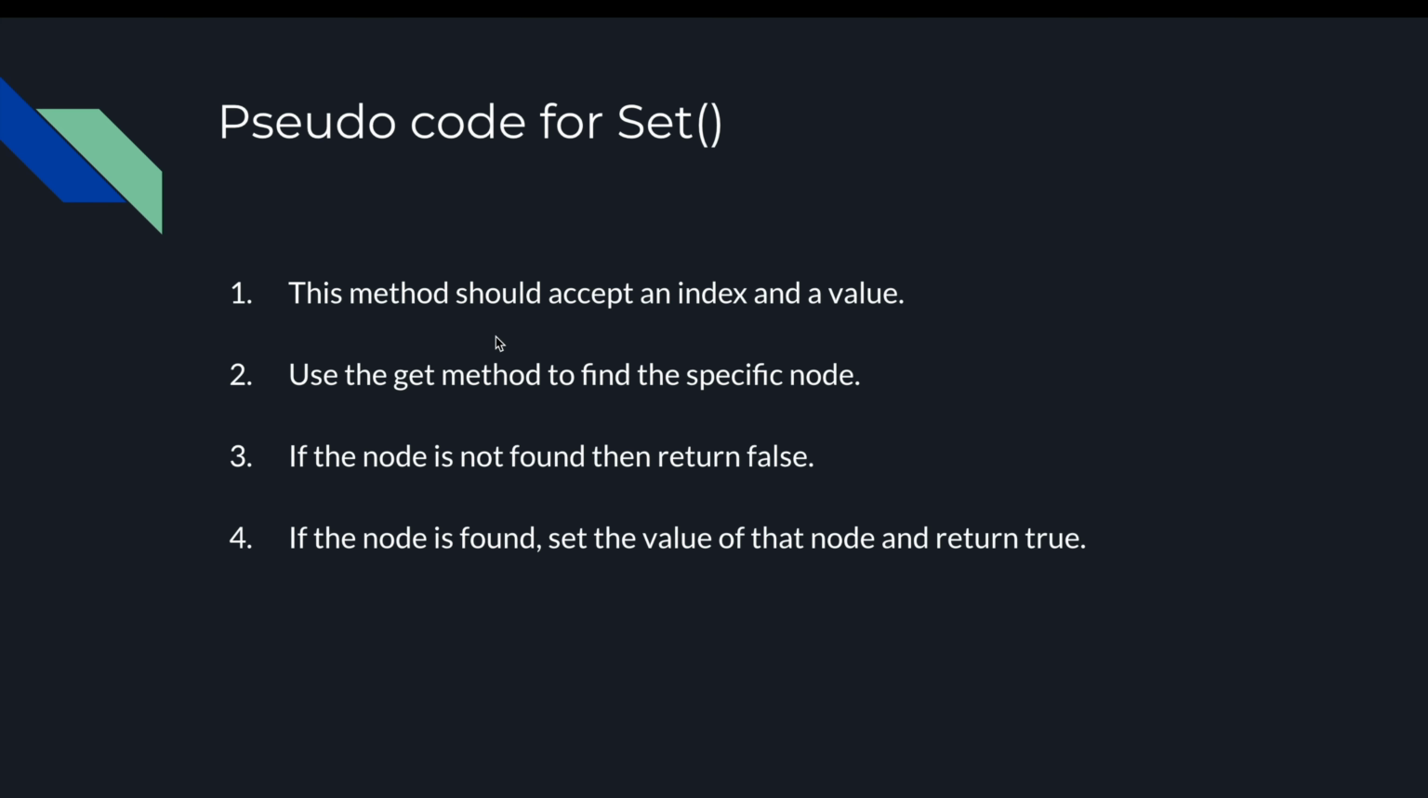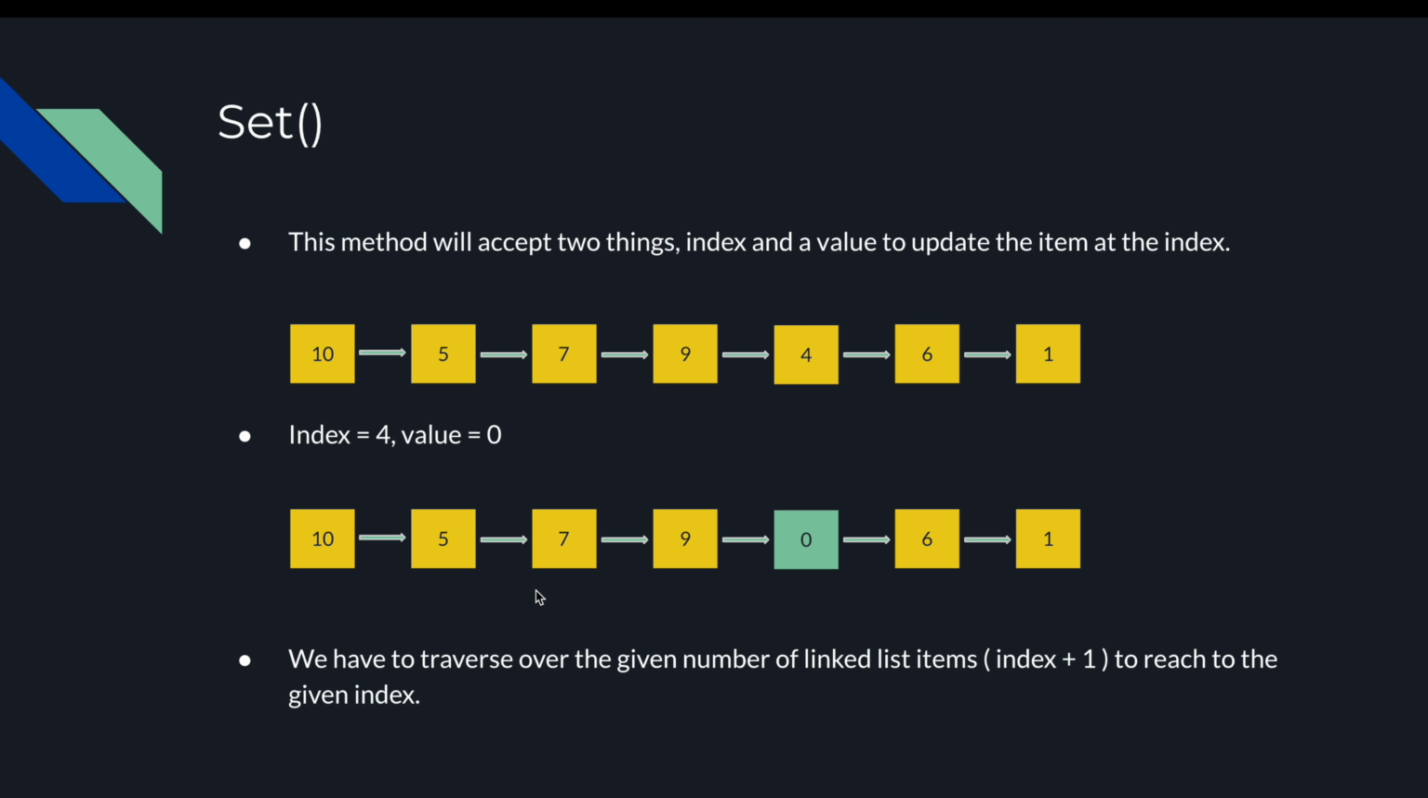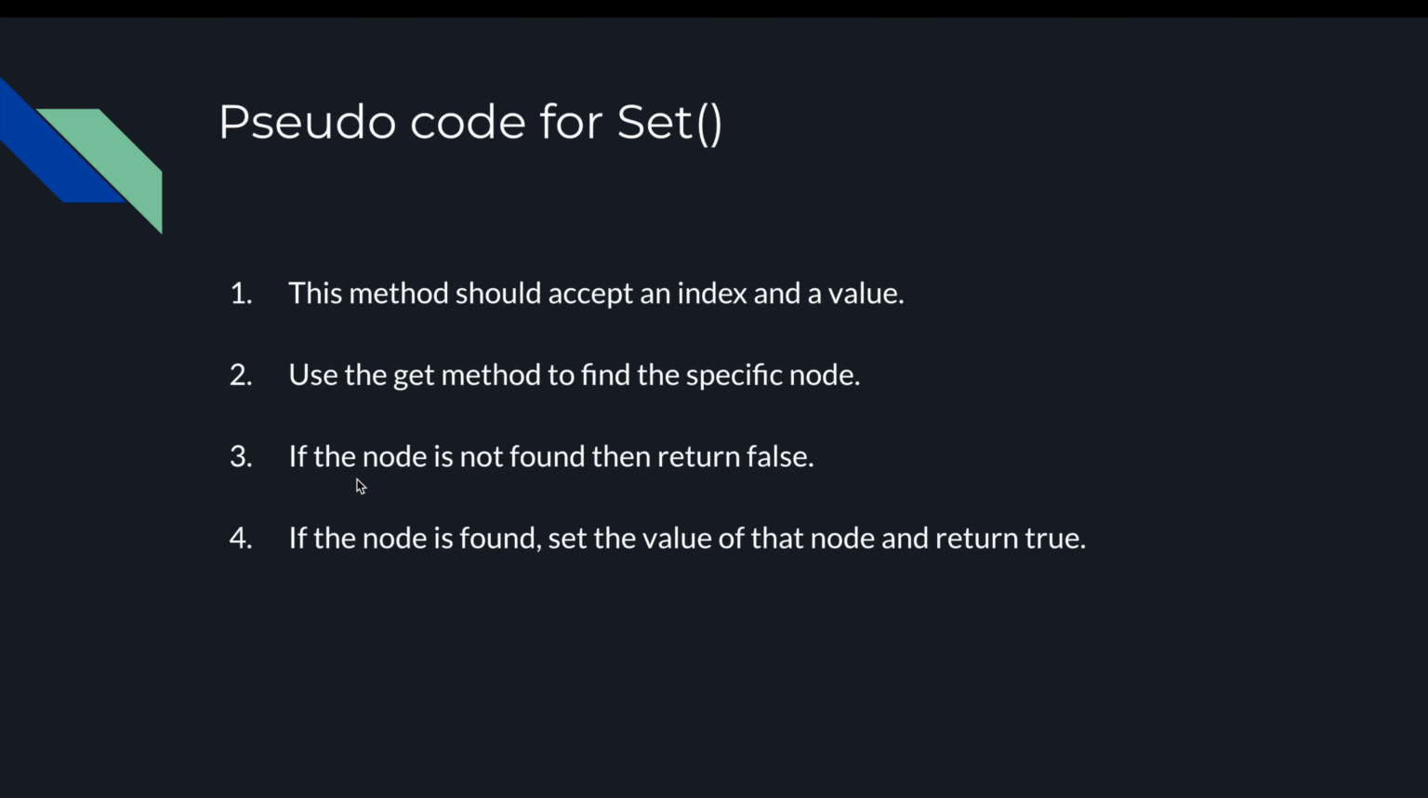So the first thing we need to take care of is the set method should accept two things. One is index and the other one is a value. And then we will use our get method that we implemented in our previous video to find the specific node that we want to update. This get method is doing nothing but the same thing that I explained here, that is traversing over the linked list and returning the specific node that is present at the given index, right? And the third step will be if node is not found, then return false. If node is found, then set the value of that node and return true.